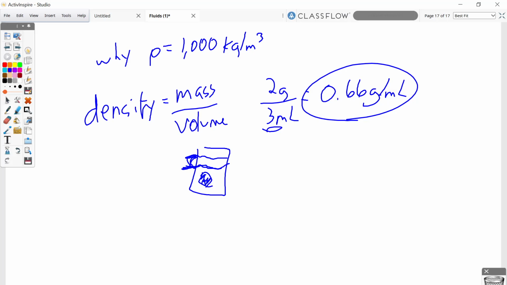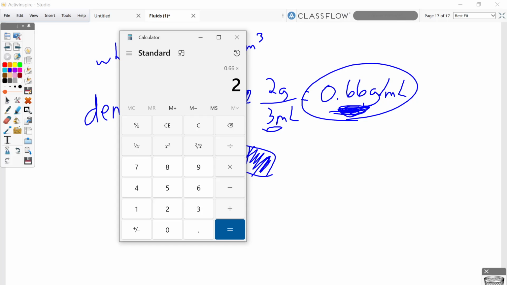Now, I want you to see this block that we have. Let's say the block was twice as big, and we're going to try to figure out the density, okay? Since it's twice as big, first of all, the density is not going to be twice as much. So we're not multiplying 0.66. We're not doing this times 2 and saying, oh, the density is 1.32.